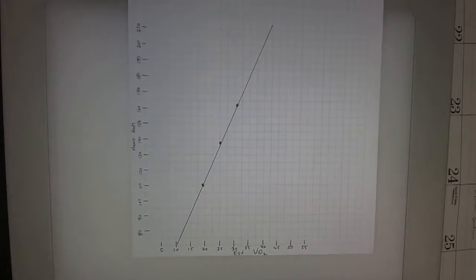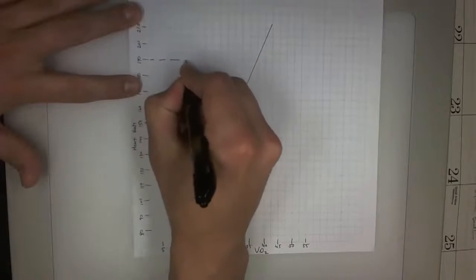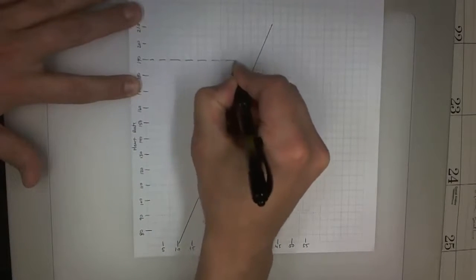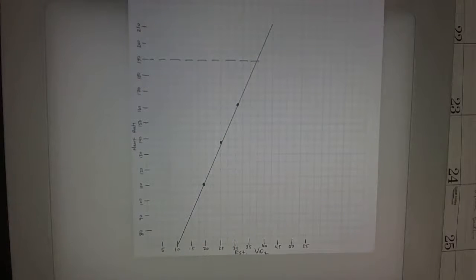Okay, so now what we do is we know our age predicted heart rate max. Our age predicted heart rate max in this case was 190. So we can draw a dotted line there to know that's the maximal value that we could reasonably expect to obtain based on our age predicted max. So this prediction equation uses the assumption that your VO2 max occurs at your maximal heart rate.